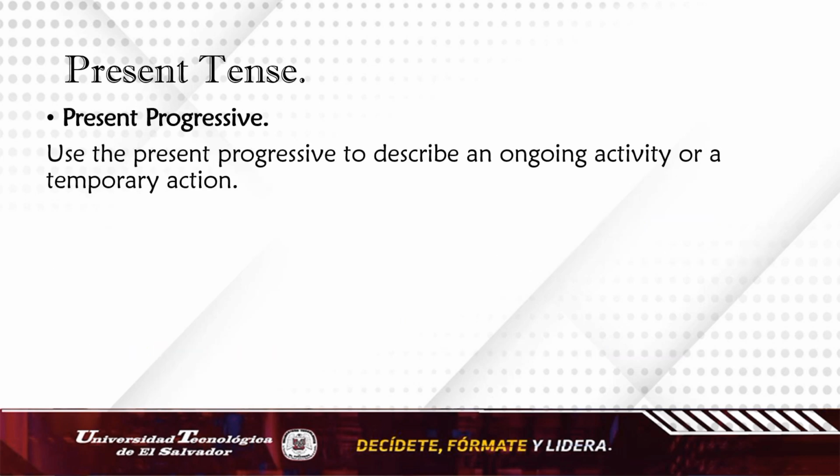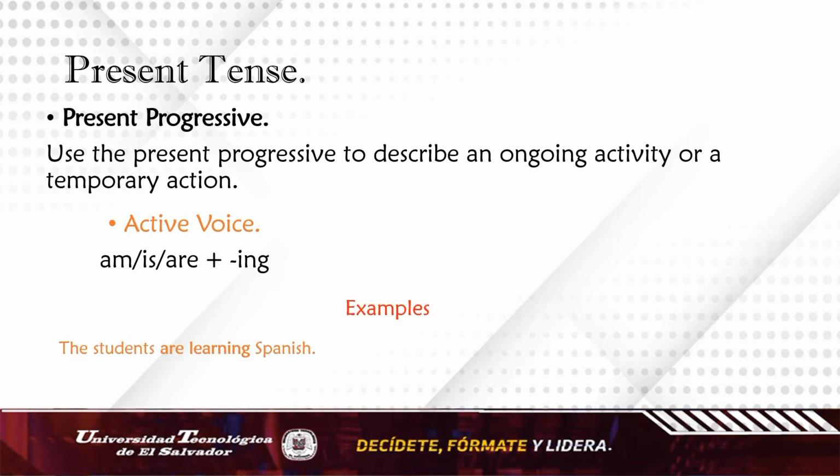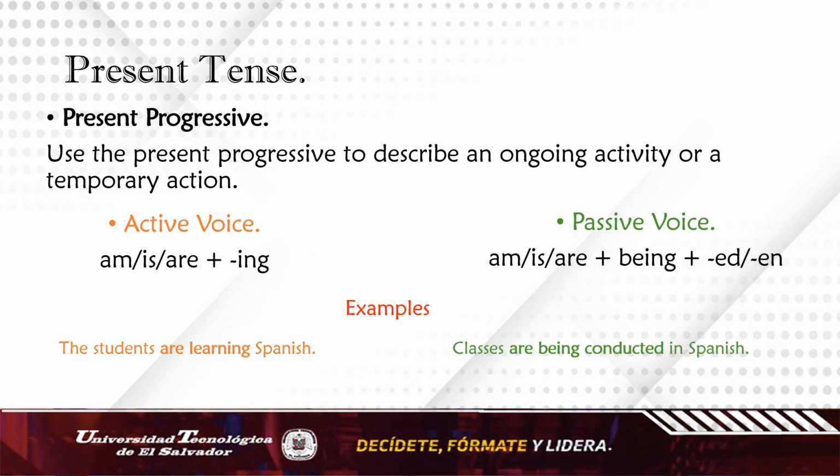Present progressive. Use the present progressive to describe an ongoing activity or a temporary action. In active the structure is am, is, are plus -ing. For example, the students are learning Spanish. In passive voice the structure is am, is, are plus being plus -ed, -en. For example, classes are being conducted in Spanish.